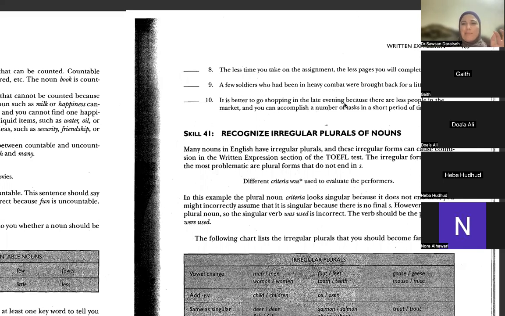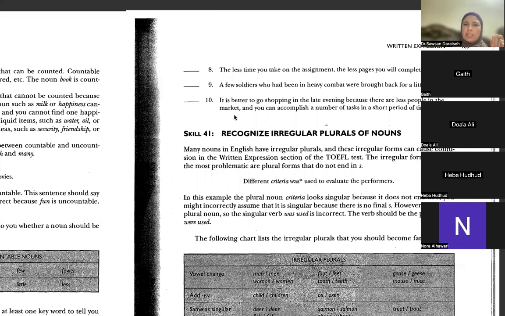They say late evening, المساء. Why? Look what they say: because there are less people. Of course it's not less people, guys. There are fewer people, because people is plural. Person, people. Yes, fewer people. So this is wrong.